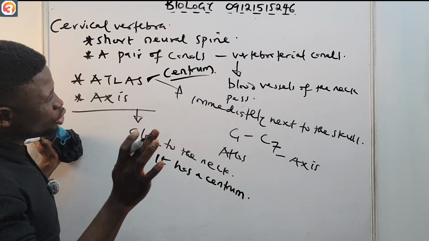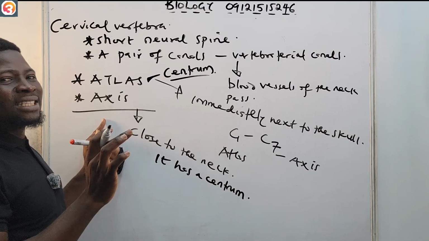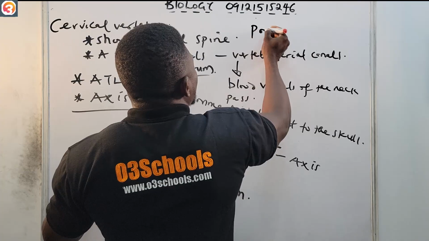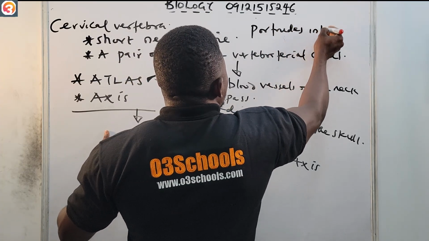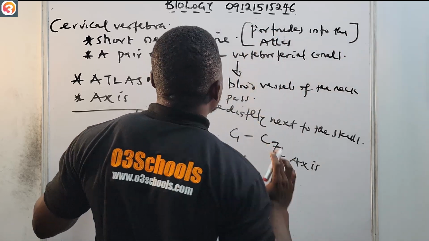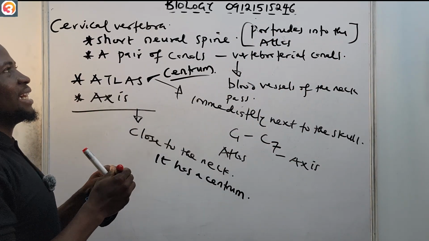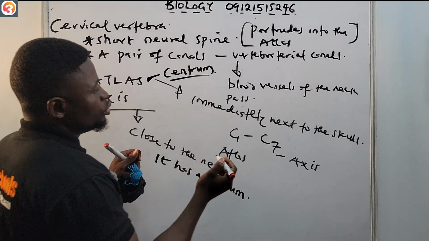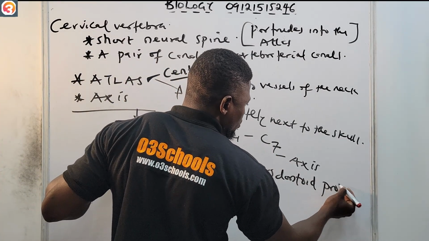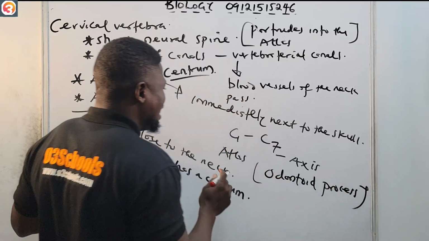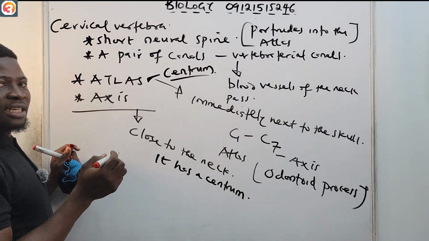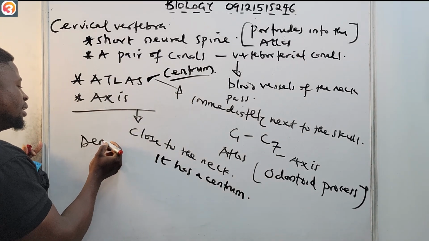Also, the axis protrudes into the atlas. It enters into the atlas to form what we call the odontoid process. So the axis protrudes into the atlas to form the odontoid process. This odontoid process is also called the dens.